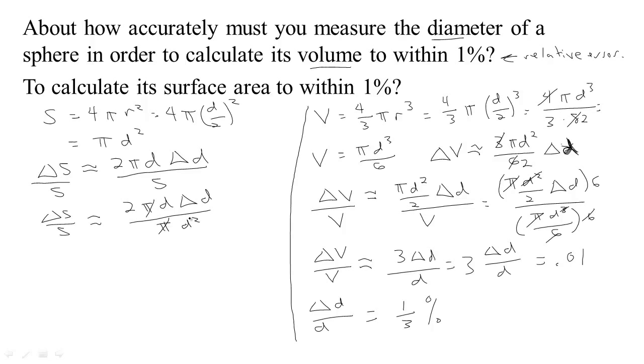Notice that the pi's cancel, and this d will take out one of those d's. So we have that the relative error in S is twice the relative error in D. So if you want the relative error in S to turn out to be 1%, then the relative error in D needs to be half of that. So that would be 0.5, or half of a percent.